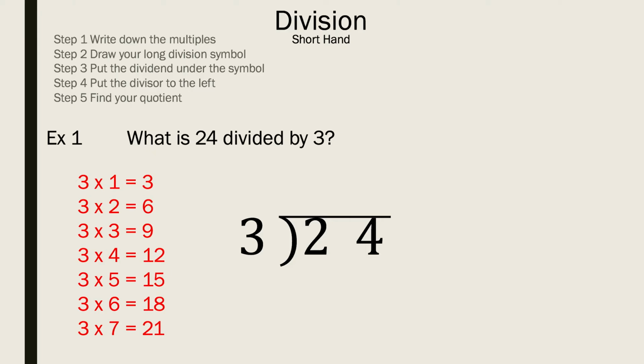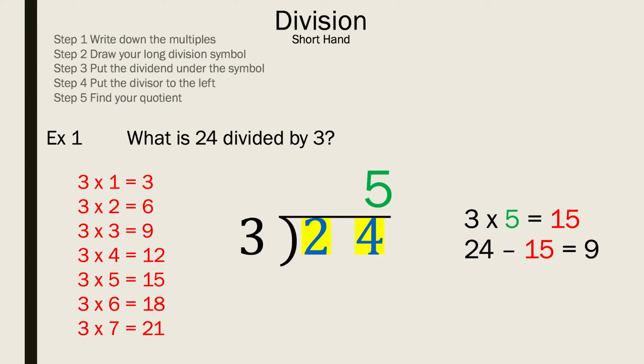So we're going to take a look at 2 first. And since there's no multiple of 3 in 2, we have to look at 24. Now, if you don't know, take a guess. Okay, it's not a big deal if you get it wrong. So let's go ahead and take a guess with 5. So 3 times 5 is 15, and 24 minus 15 is 9. So therefore, since 9 is bigger than 3, we have to take another guess.